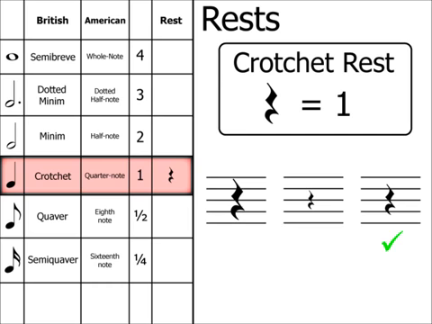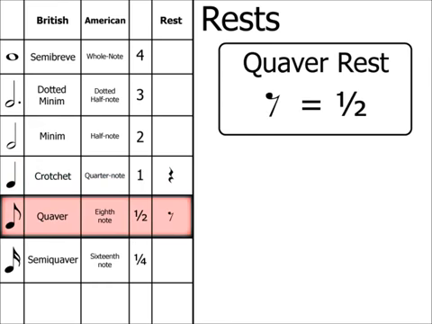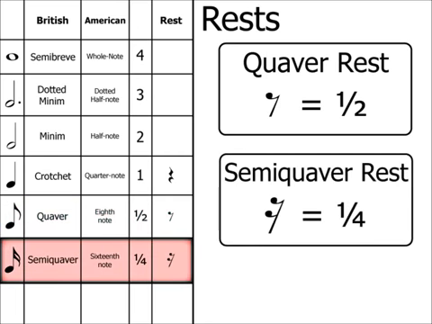A quaver rest looks like this, a little 7 with a blob at the start of the symbol. Like the quaver, it's worth half. A semiquaver rest looks similar to a quaver rest. Remember that a quaver has 1 tail, so the quaver rest has 1 arm. A semiquaver has 2 tails, so its rest has 2 arms. So this symbol represents a rest of a quarter.